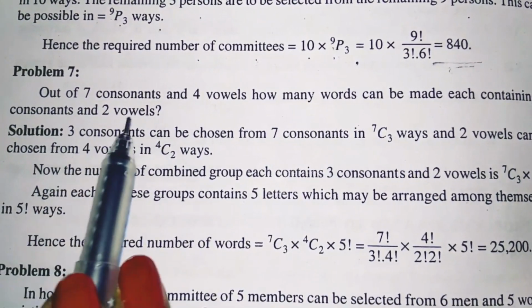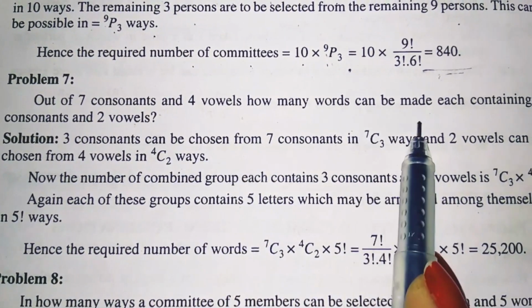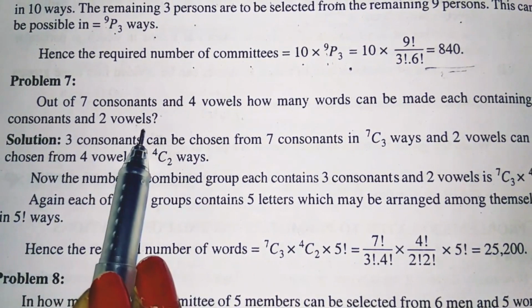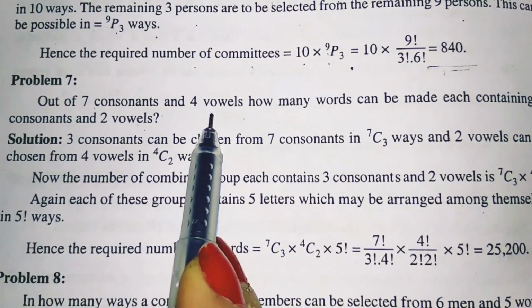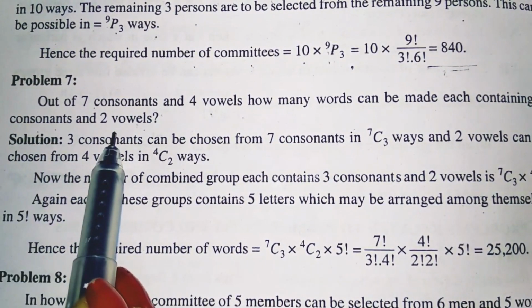Next it is: out of 7 consonants and 4 vowels, how many words can be made, each containing 3 consonants and 2 vowels? 7 consonants are given and 4 vowels are given. We are supposed to form a word where 3 consonants are there and 2 vowels are there.